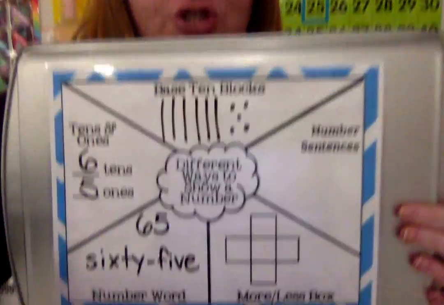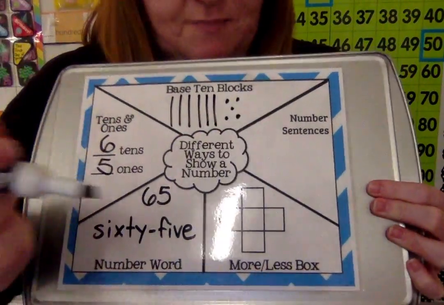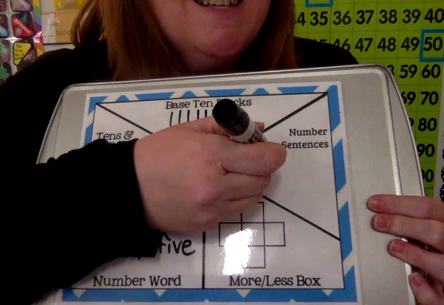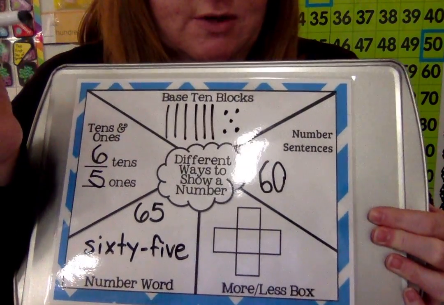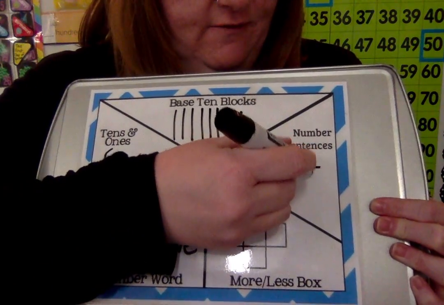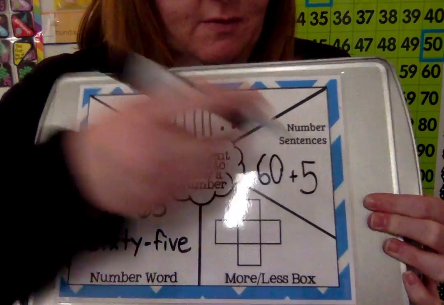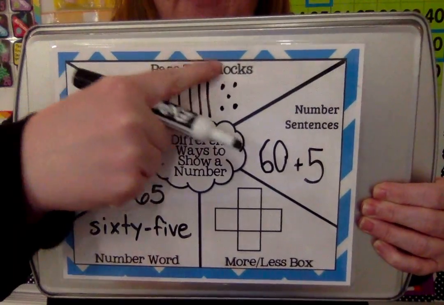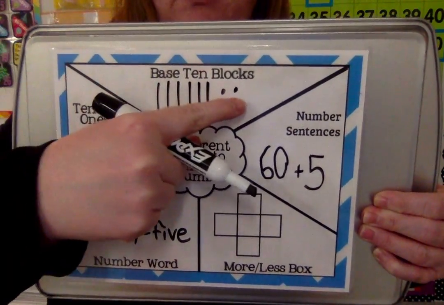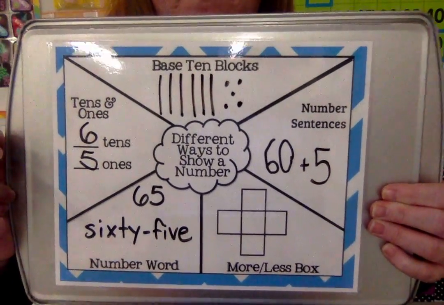So 65 then, if we want to show a number sentence, think about its expanded form, we would have 60. There's our number 60. And 5, and we just got to remember to put that plus, right? 60 plus 5, it's like saying we have 60 plus 5 more, right?